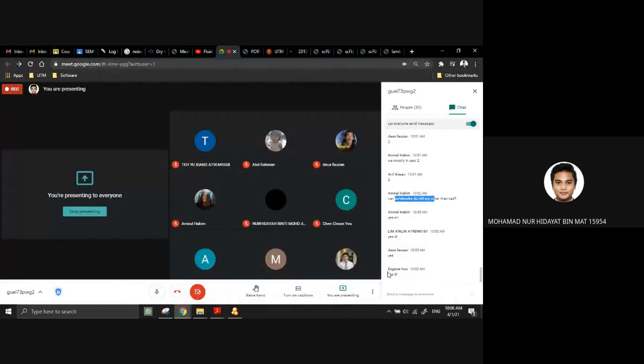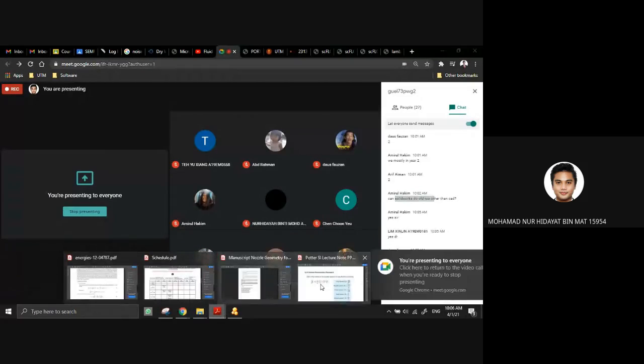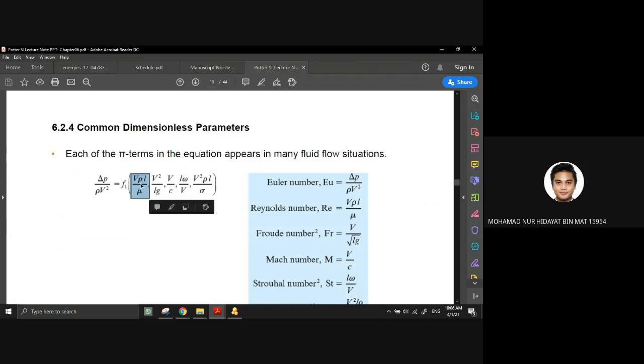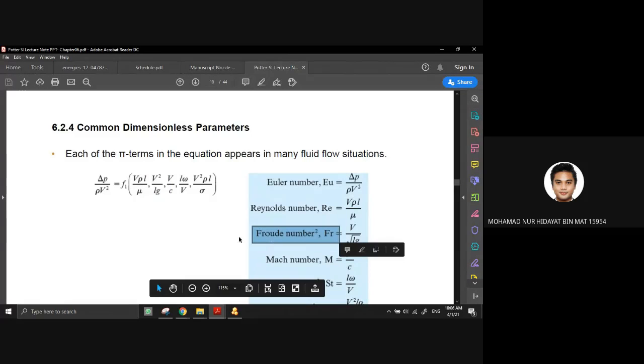Okay, so, have any one of you heard about Reynolds number? Basically, the Reynolds number comes from dimensionless analysis. Reynolds number is rho V L over mu. This term refers to the Euler number. And this term refers to the Froude number, FR. It is a French person's name, pronounced Froude number.